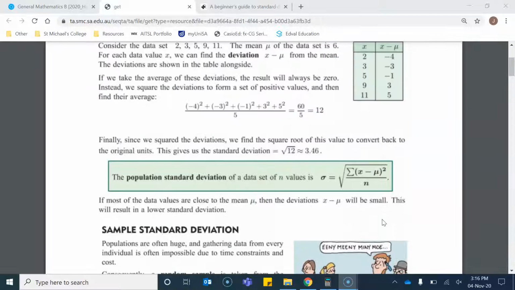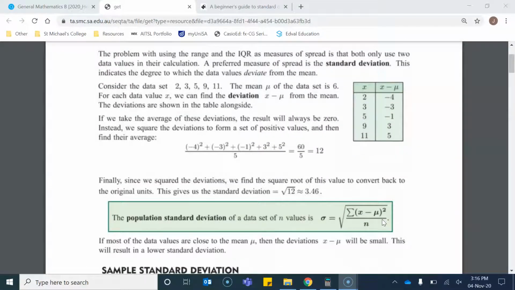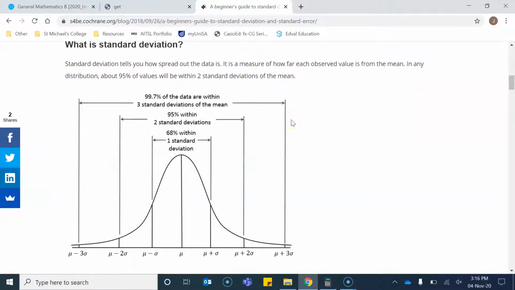Now, if we have a quick look at how standard deviation is useful in describing data, if you look at this distribution here, you can see that basically the standard deviation just tells us how spread out the data is. So if we consider this distribution, in the middle we have our mean, represented by the mu. Now here we have mu plus 1 standard deviation, or sigma. And on the other side we have mu minus 1 standard deviation.